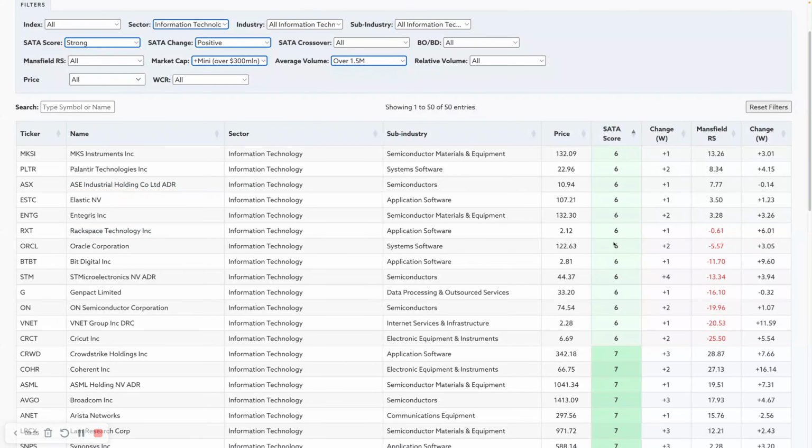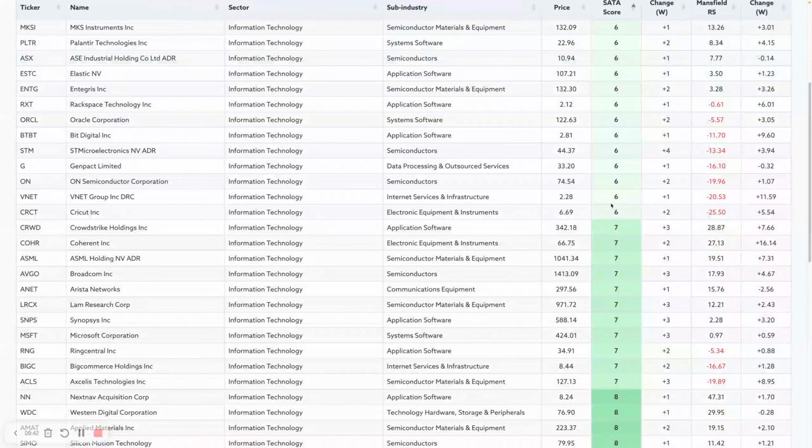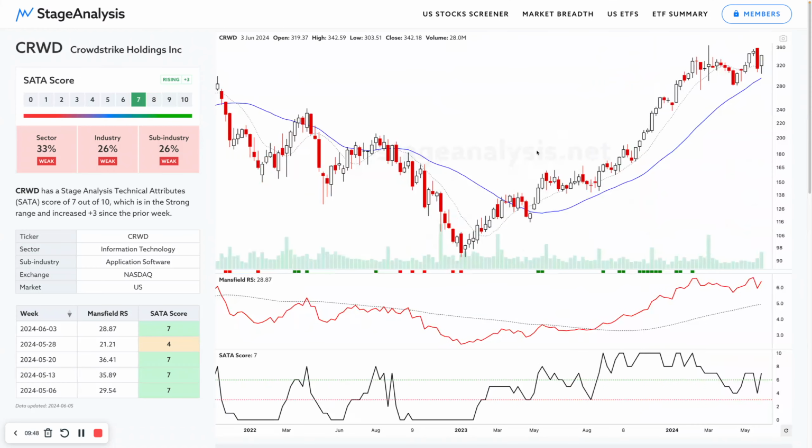So the 6s tend to be tighter because it's more of a neutral to strong score, and then you get into the 7s, the 8s and the 9s where you start to get much stronger. So 7s are some of my favourite ones as well.